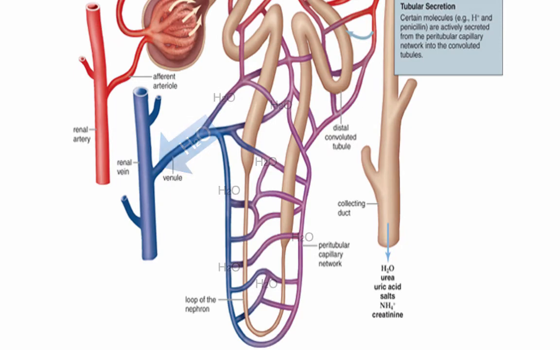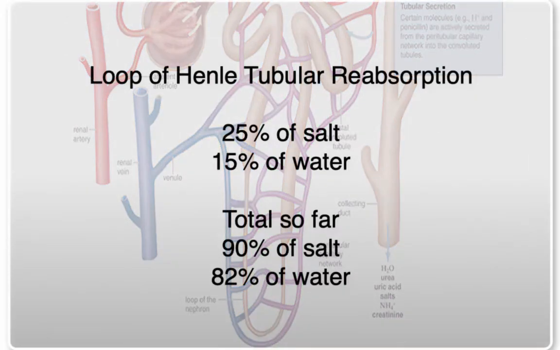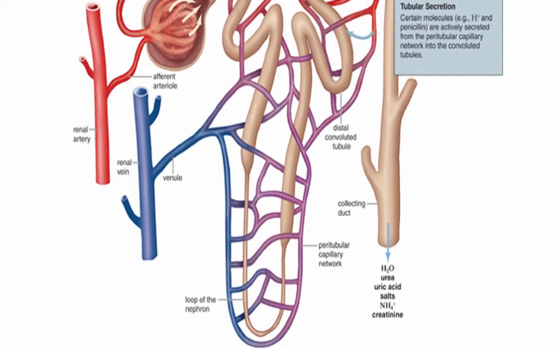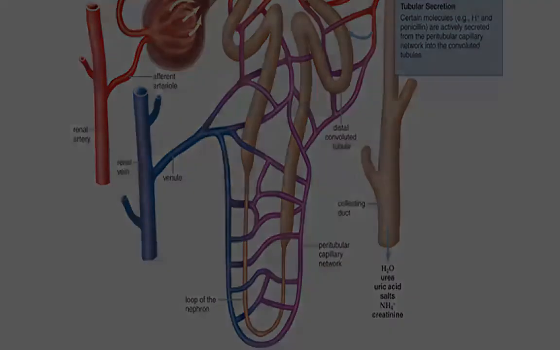At the loop of Henle, another 25% of salt is reabsorbed in the blood, as well as another 15% of water. So far, that's 90% of salt and 82% water returned from the filtrate back to the blood. This process of returning necessary nutrients, salts, and water to the blood is collectively called tubular reabsorption.